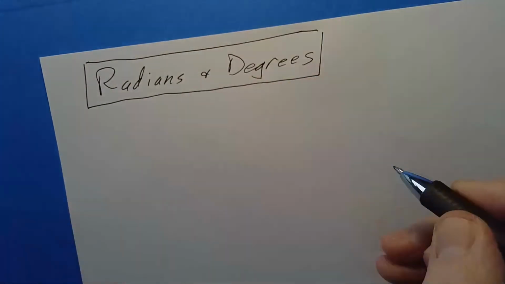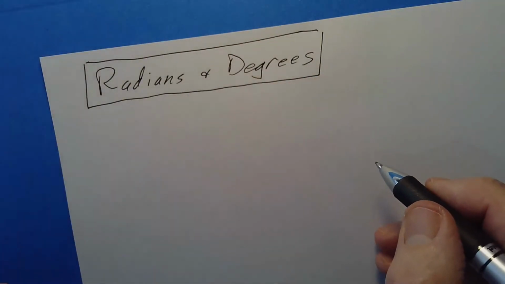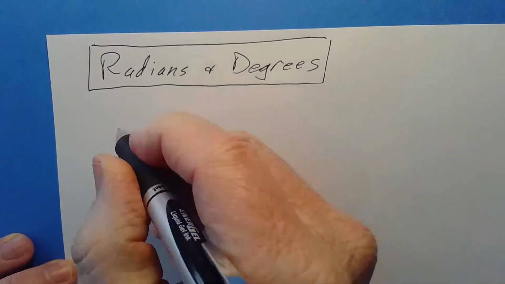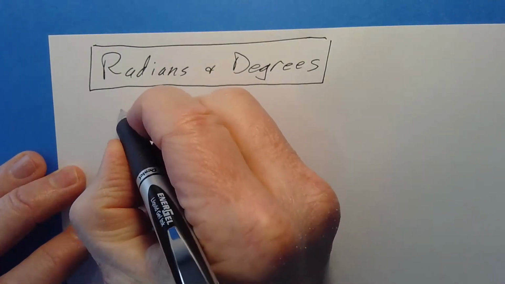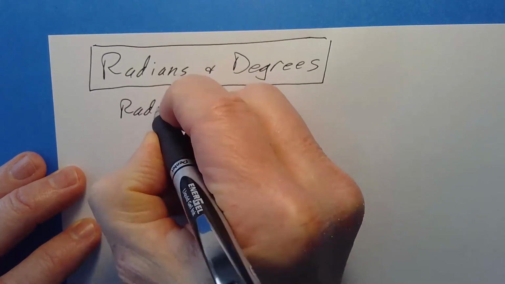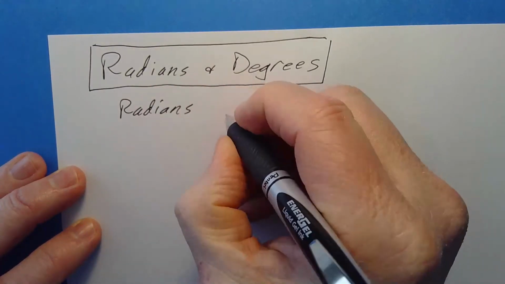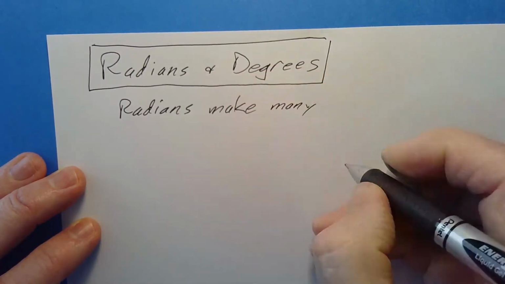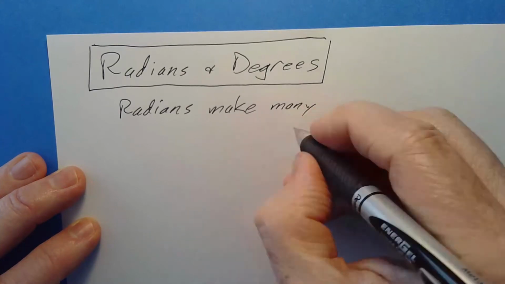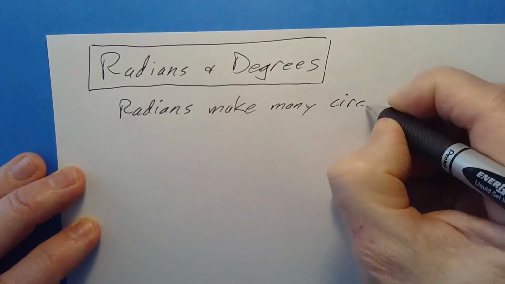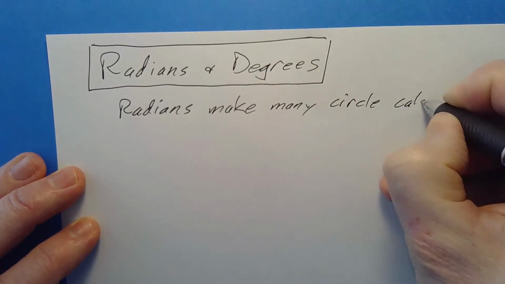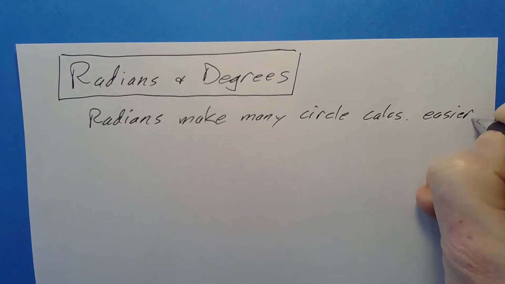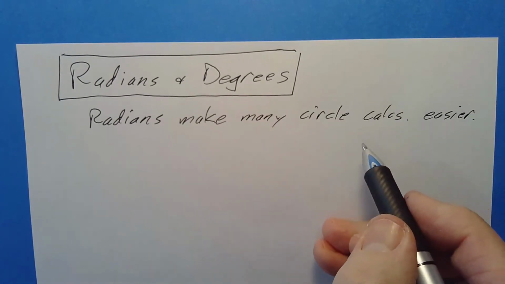First question, as I said, the reason for radians versus degrees is there are going to be some times where it's easier to use them. So in particular, radians make many circle calculations easier. So that's our first point, right? Why we're doing this: radians make many circle calculations easier.